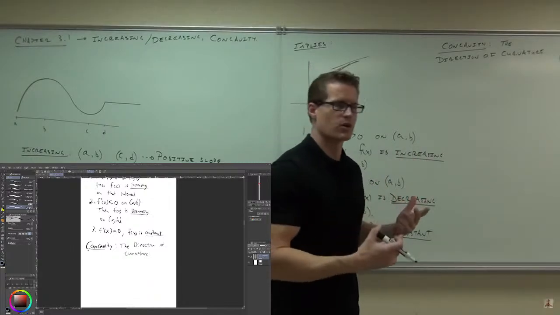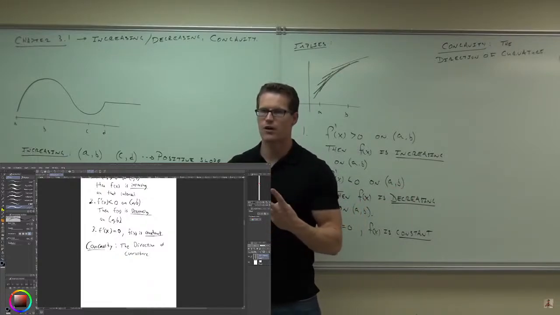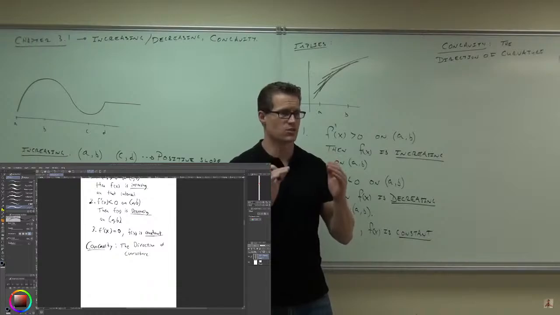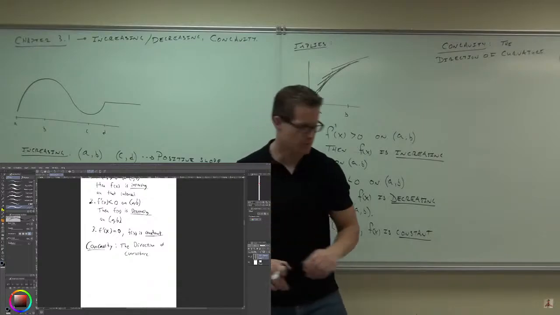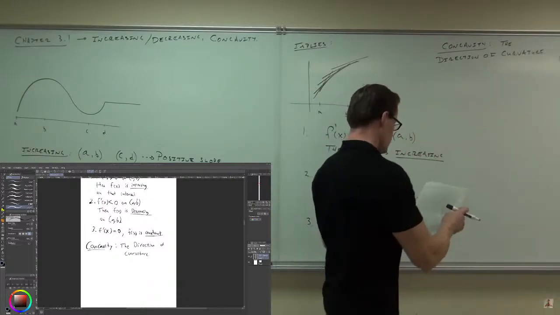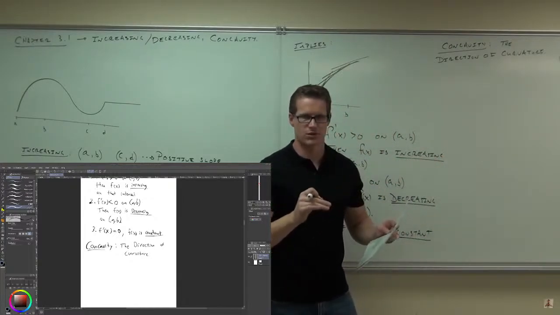And so when we're talking about concavity, you're going to find out in just a second, concavity has to do with the second derivative. First derivative gives you increasing and decreasing. Concavity gives you the way that you are curved, the direction of curvature. That's the second derivative. So basically it's how a curve is increasing and decreasing.